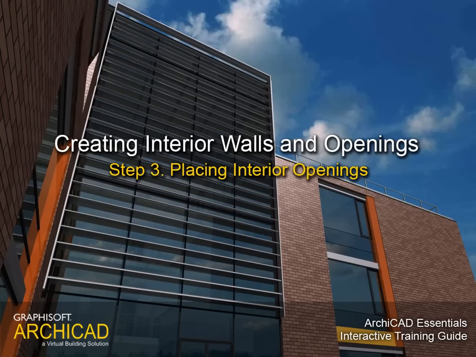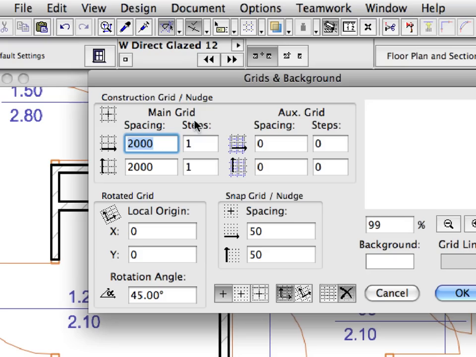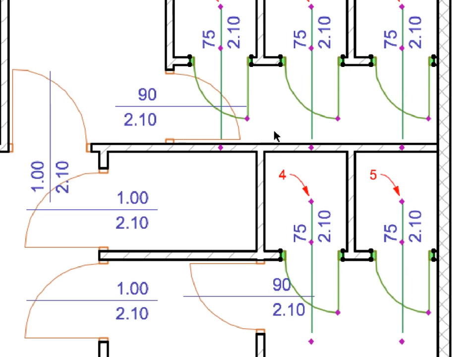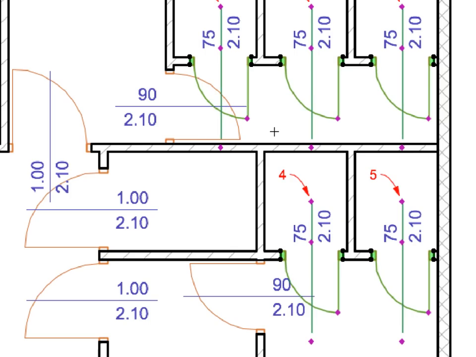Step 3. Placing interior doors and windows. In this step, we will add interior doors and windows to the project. We will use ArchiCAD's Snap Grid and Construction Grid system, as well as the nudge feature to move multiple elements with predefined distances using the arrow keys of the keyboard.